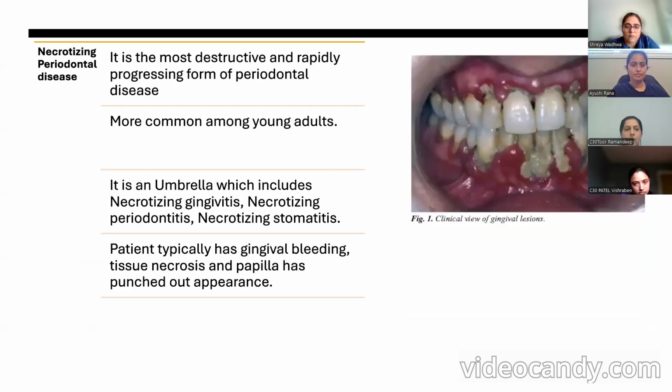Next slide, please. Now it's the necrotizing periodontal disease. It is the most destructive and rapidly progressing form of periodontal disease, most common among young adults. It is an umbrella which includes necrotizing gingivitis, necrotizing periodontitis, necrotizing stomatitis. And patient typically has gingival bleeding, tissue necrosis, and papilla has punched out appearance.